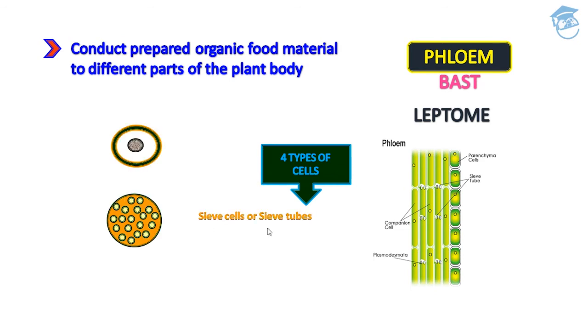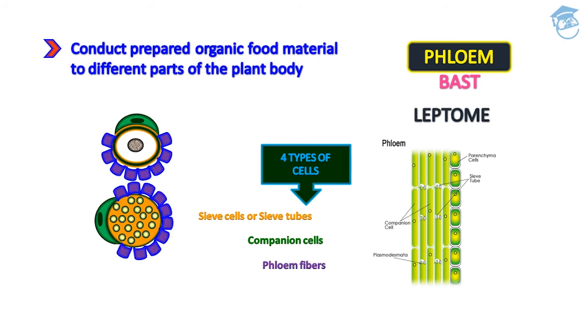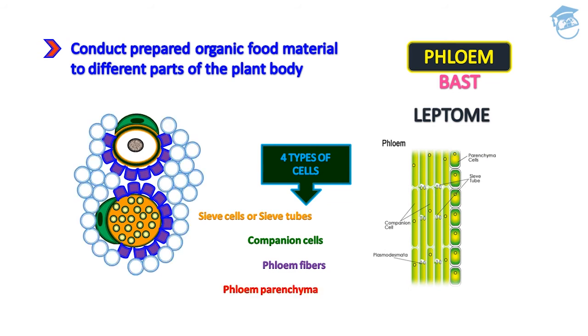First is the sieve cell or sieve tube cell. This is the sieve cell, which has pores or perforations in it. This is the companion cell, which is in close association with the sieve tube member. This is phloem fiber, and this is phloem parenchyma.